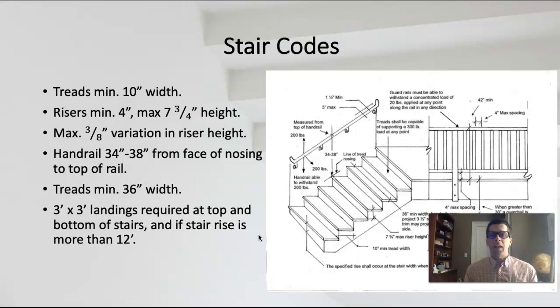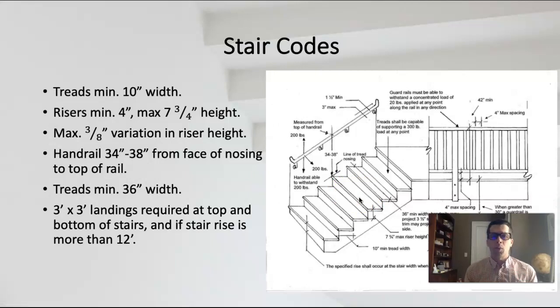Risers can't be any less than 4 inches or any taller than 7 3/4. In some parts of the country, I think you can go up to 8 inches, but in California, 7 3/4 is the absolute maximum riser height. And that's residential. If we're talking commercial, then 7 inches is the maximum. Okay, and again, that is the unit rise. The unit rise can't exceed 7 3/4, and the tread depth has to be at least 10 inches.